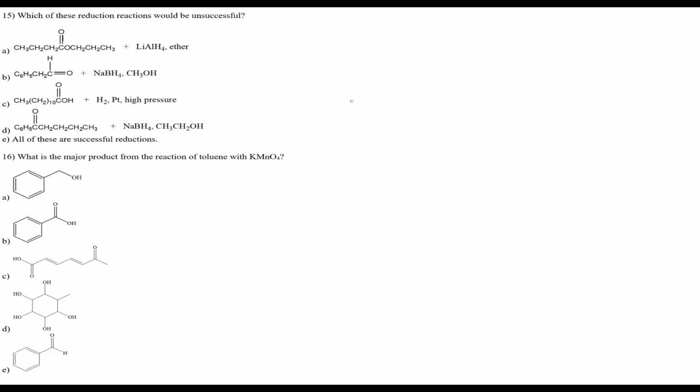So for number 15, which of the following reduction reactions would be unsuccessful? For A, we're treating something with lithium aluminum hydride. And I'm really focusing on the carbonyl and whatever is around it. I don't care about this chain. I don't really care about this chain either. I'm just caring about the carbonyl and the adjacent carbons. So over here, what is this? Well, we have a carbonyl, another oxygen, and then a carbon. So that right there is an ester.